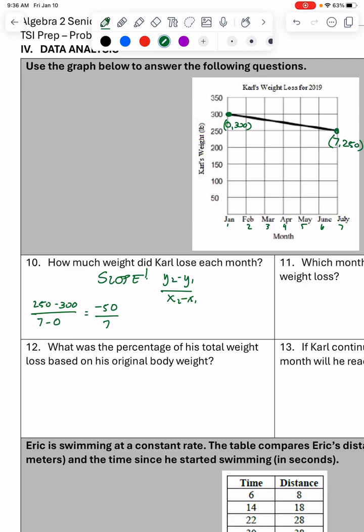oh, my bad. I counted these wrong. We're not starting at 1, we're starting at 0. So let's try this again. So 0, 1, 2, 3, 4, 5, 6, my bad. So that would make this 6, 0.